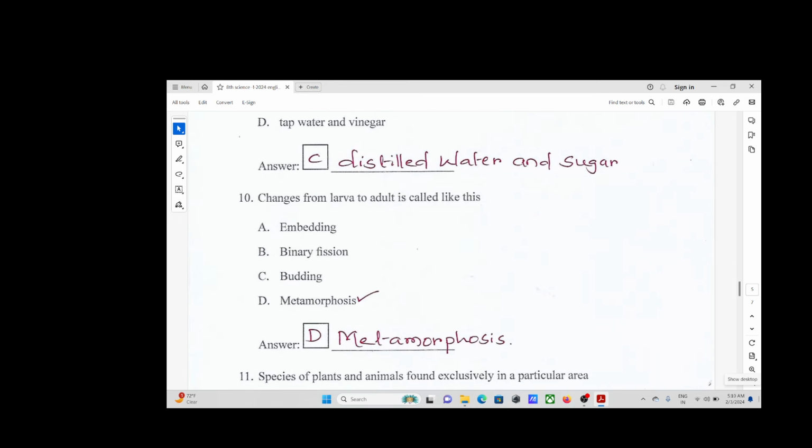Question number 10. Changes from larva to adult is called like this. Option A, embedding. B, binary fission. C, budding. D, metamorphosis. Correct answer is option D, metamorphosis.